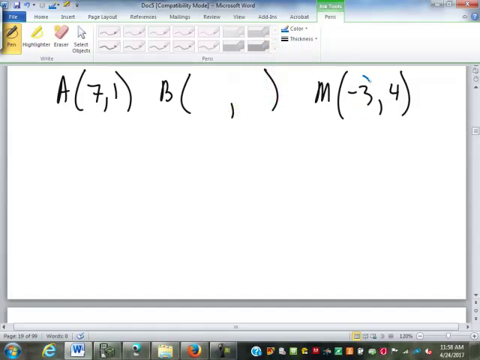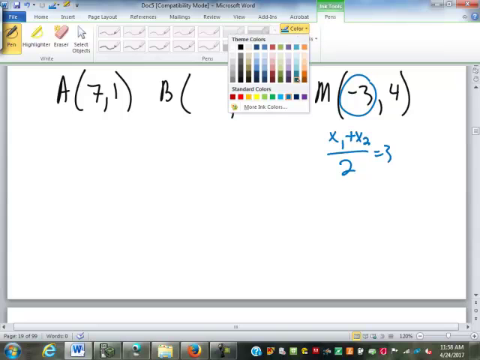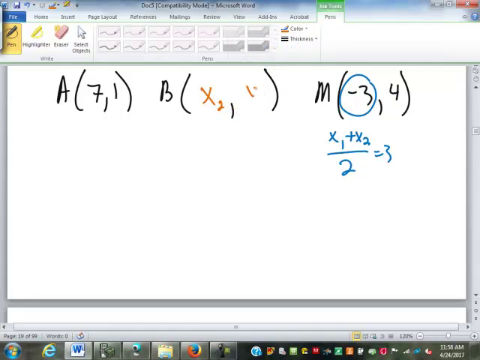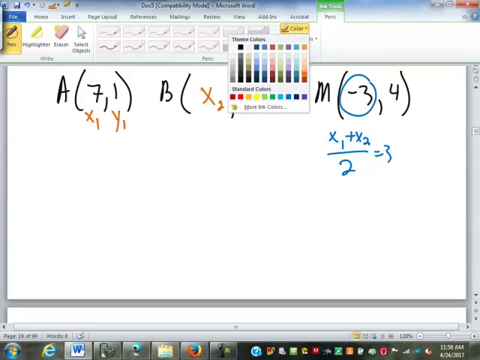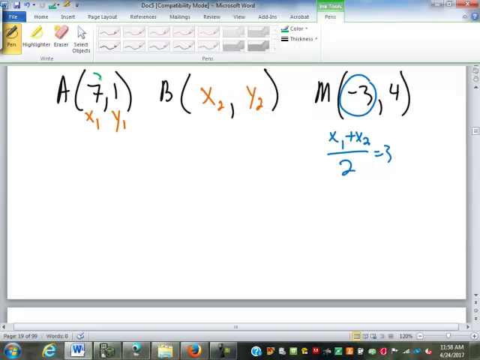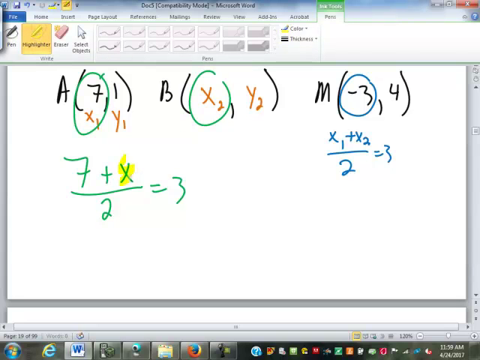Well, I know that this point here came from taking x1 plus x2 divided by 2. That has to equal 3. Well, if I call this x2 and this y2, x1 is the 7, y1 is the 1. So I know that this negative 3 was found by taking 7 plus x2. So I'm just going to say 7 plus x, since that's the only x that I'm going to be using anymore. Divided by 2 has to equal 3. And now I can solve this to find the x-coordinate of that other endpoint.